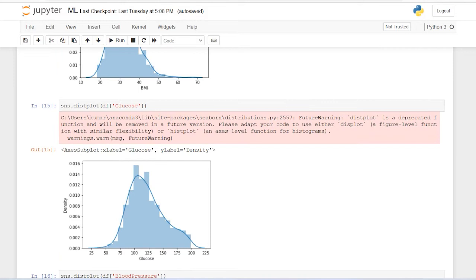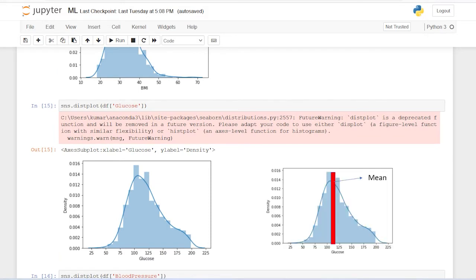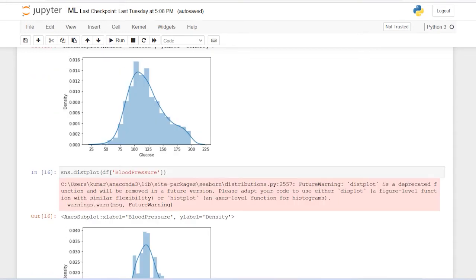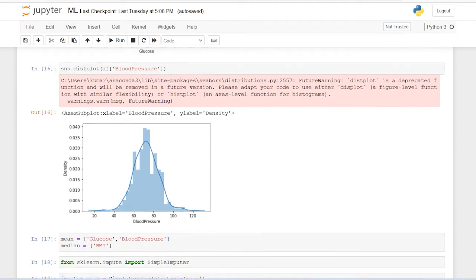And the glucose, as you can see, is symmetric. The mean is somewhere around 125, and the highest amount of data is also between 100 and 125. So I will be using mean in glucose and as well as blood pressure too, because as you can see, this graph is also symmetric. So let's fill it. One list for mean in which glucose and blood pressure are there, and one for median.